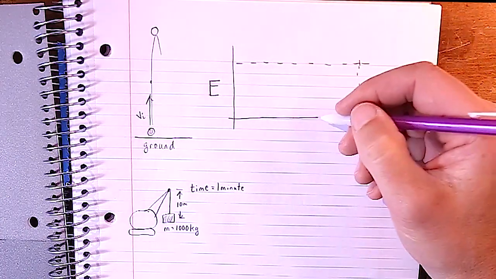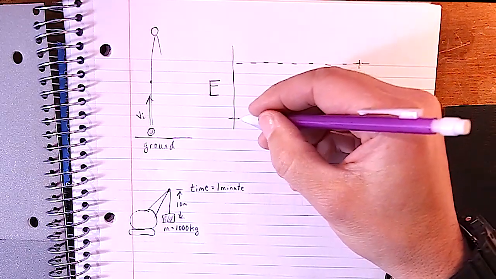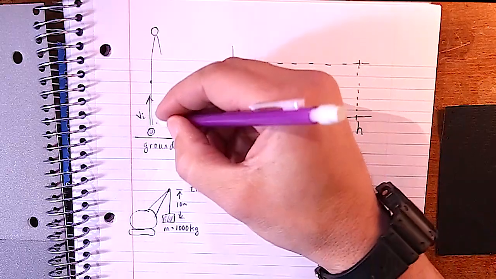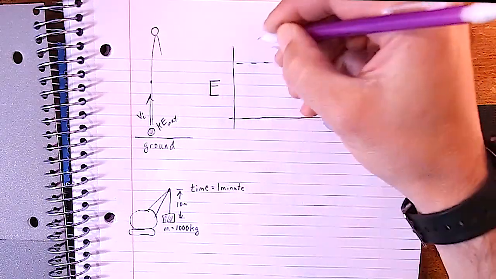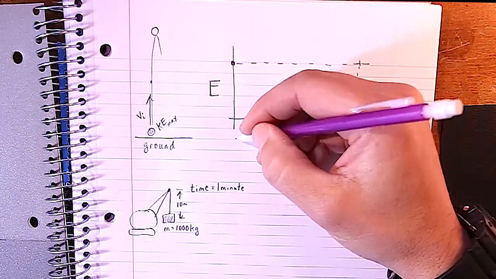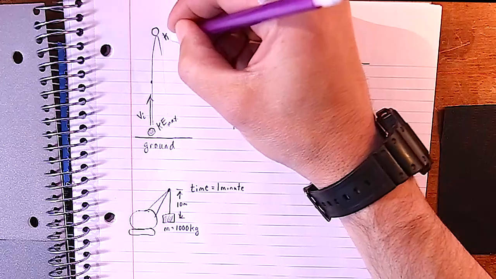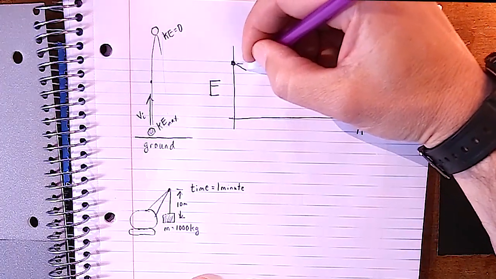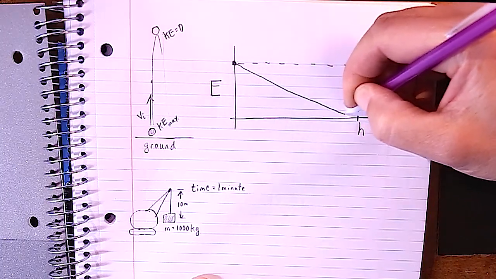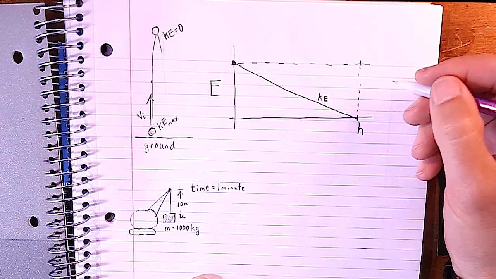So what would this look like on a graph of energy and height? Well, when we start out, it would have its maximum kinetic energy down here. That would be Ke max. So the graph would start here. And as it travels up, it would eventually get to the top and stop. So its Ke would become 0. So it would lose kinetic energy all the way down to here. So that would be our graph of Ke.